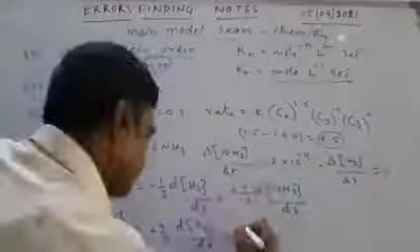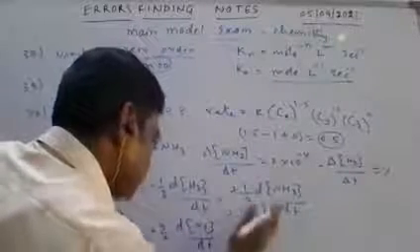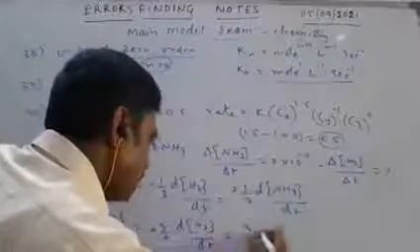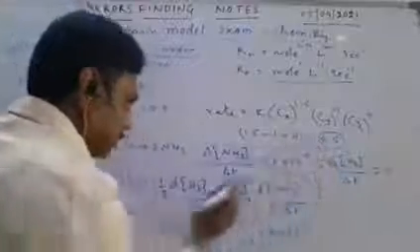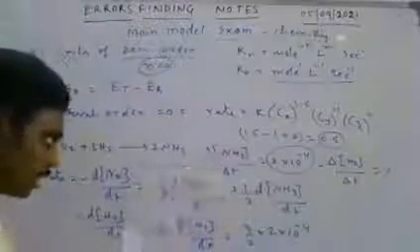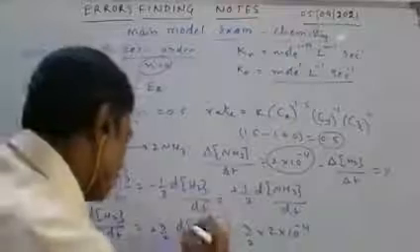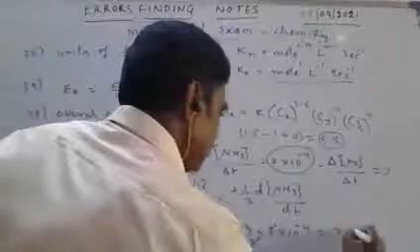Here this is given as 3 by 2 into 2 into 10 to the power minus 4. This is the value of d of NH3 by dt, 2 into 10 to the power minus 4. Here the 2 cancels, and the final value is 3 into 10 to the power minus 4.